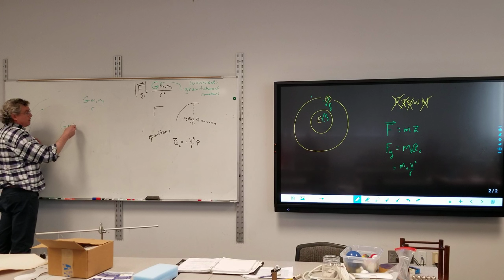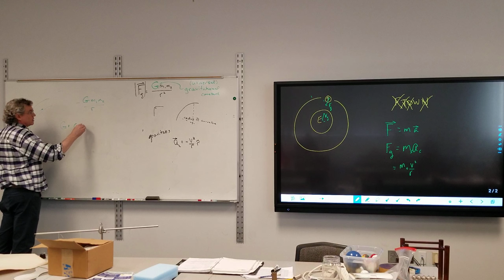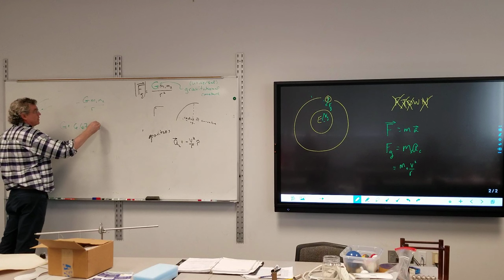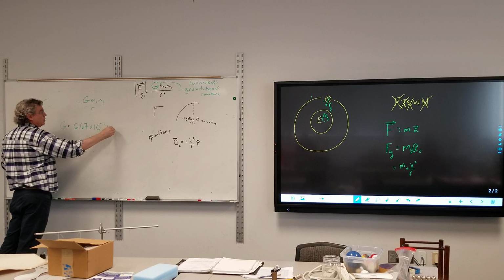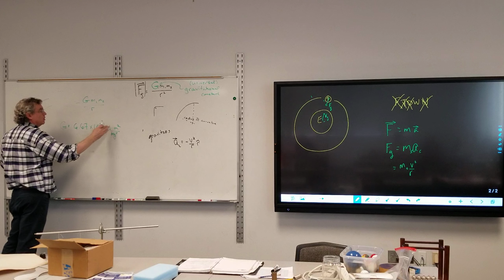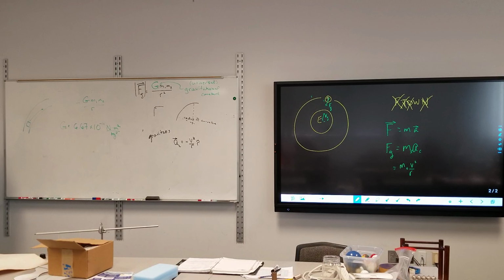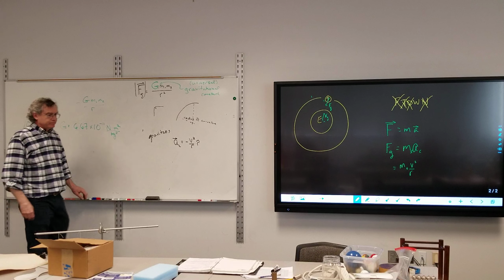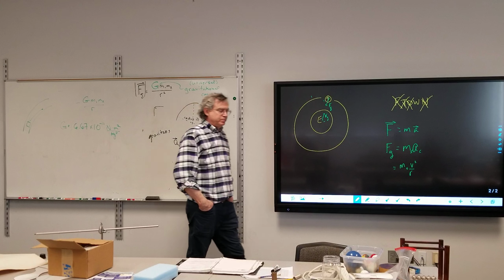So a big G in SI system is 6.67 times 10 to the negative 11th newton meter squared per kilogram squared. It is a constant, as far as we know.